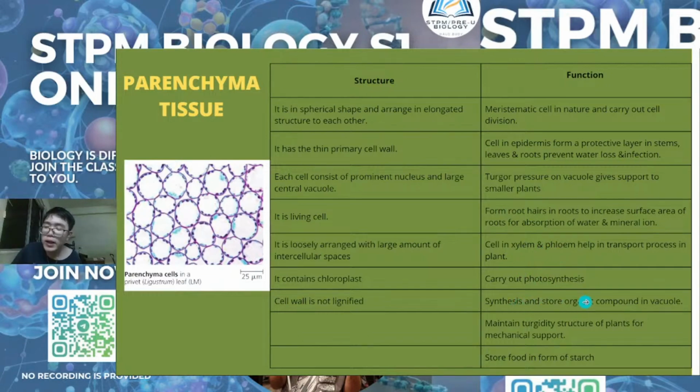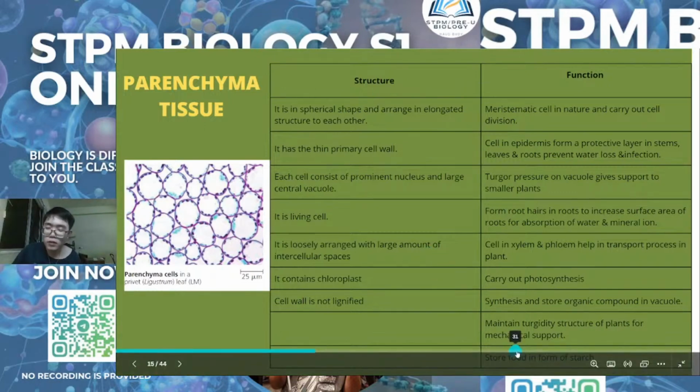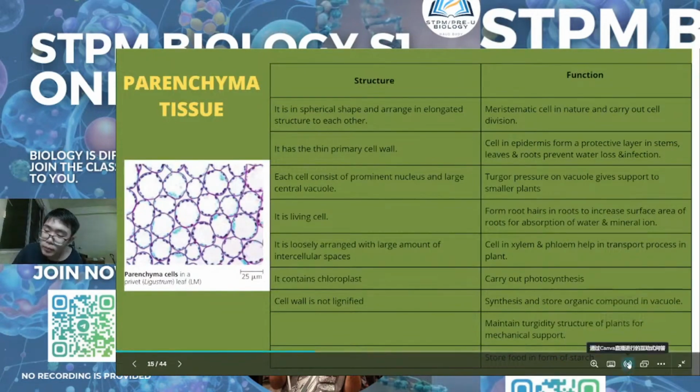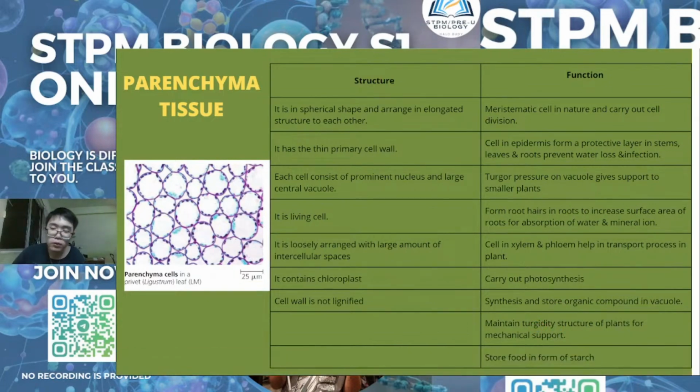It synthesizes and stores organic compounds in the vacuole because it has a very huge vacuole, right? So what is the function of the vacuole? The function of the vacuole is to store nutrients, right? So of course, because it stores nutrients, it can store food in the form of starch. Okay, and then it maintains the turgidity of the plant for mechanical support. So these are all the functions. You need to memorize all of them.